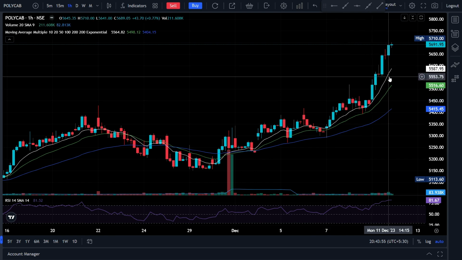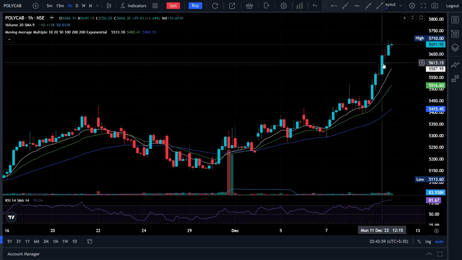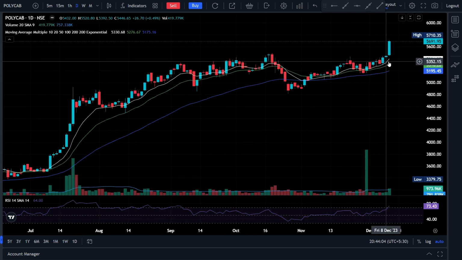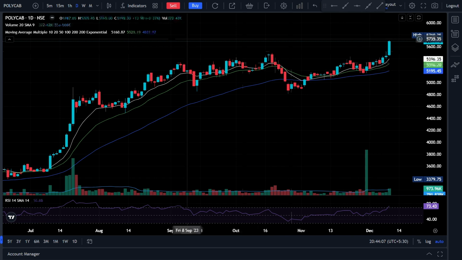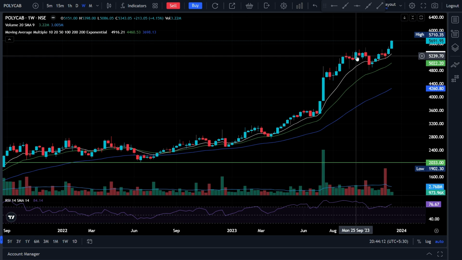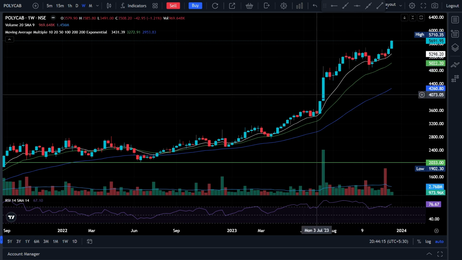So this EMA level in hourly time frame is the average of last 10 hours. This same EMA, 10 EMA of white color on the daily chart is the average of last 10 days. And on the weekly chart, the same 10 EMA will be the average of the last 10 weeks. This is what moving averages means.